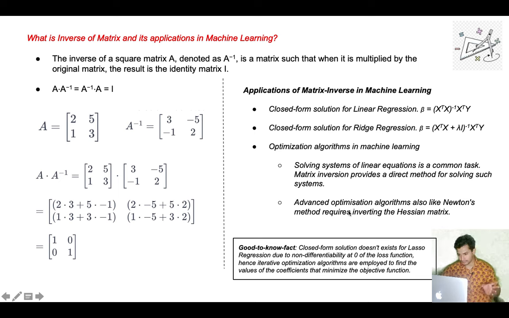of the Hessian matrix. And a good to know fact is that for linear and ridge, the closed form solution exists, but it doesn't exist for lasso because the function is non-differentiable at zero. Hence, we use iterative optimization algorithms. We'll look at those as well in this video.